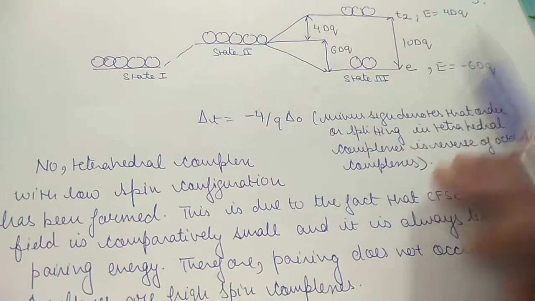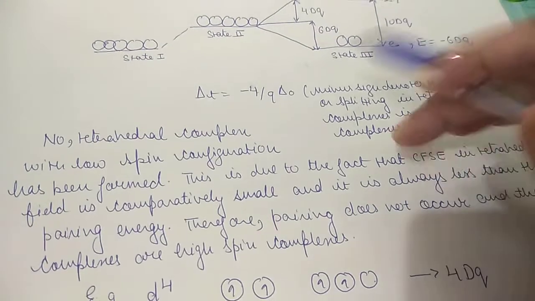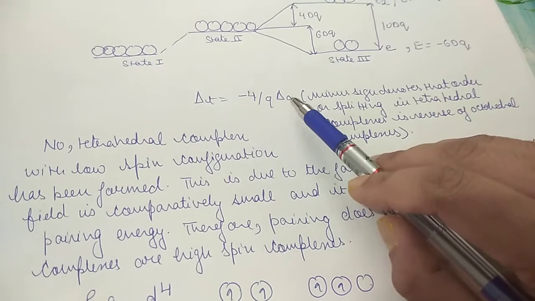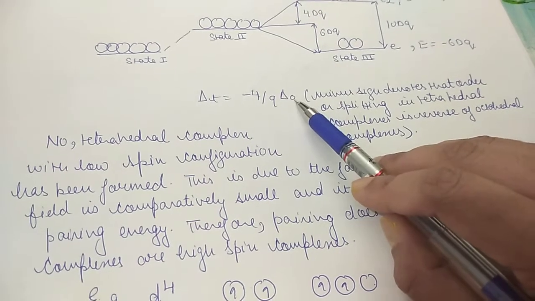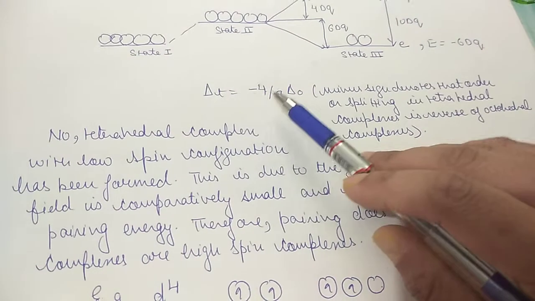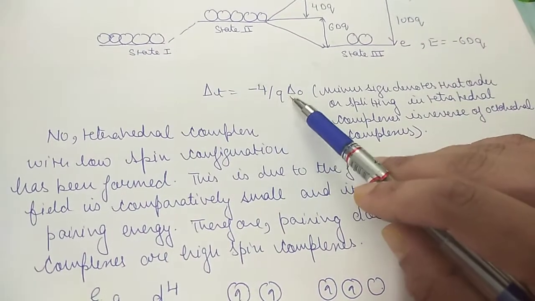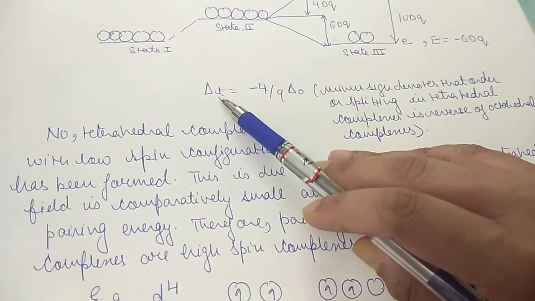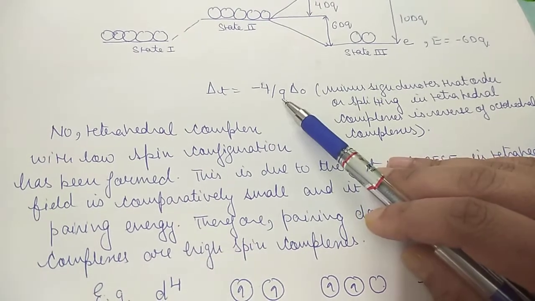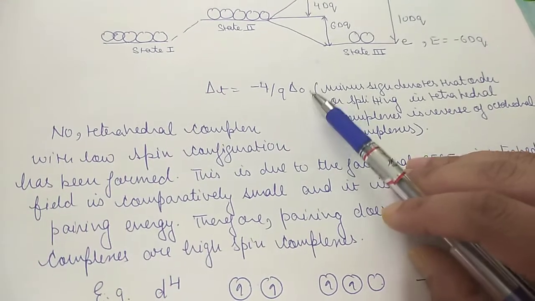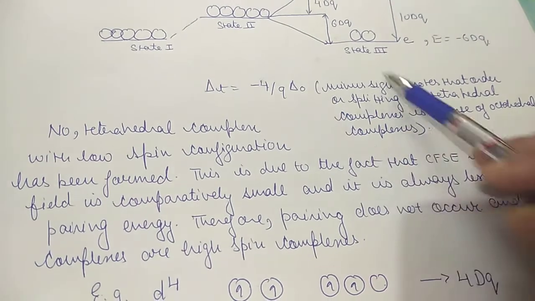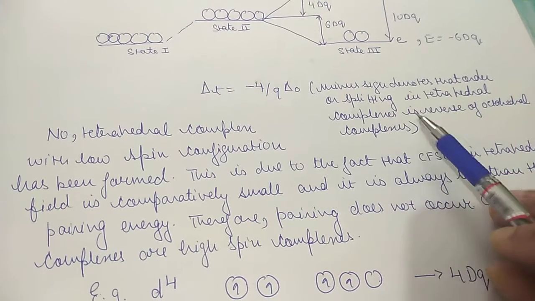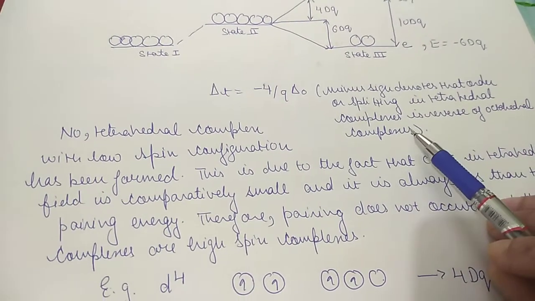This order will be reversed as compared to that of octahedral. So delta T is minus 4 by 9 times delta O, where delta O means octahedral. So delta T is minus 4 by 9 times of delta octahedral. Crystal field energy of tetrahedral complexes is minus 4 by 9 times that of octahedral complexes, and the minus sign denotes that the order of splitting in tetrahedral complexes is reversed. It is opposite of octahedral complexes.